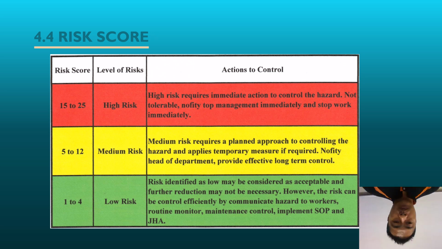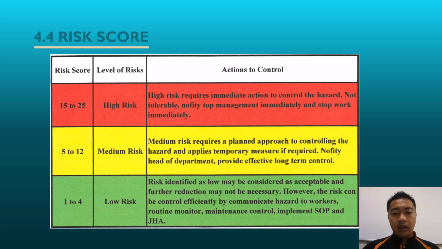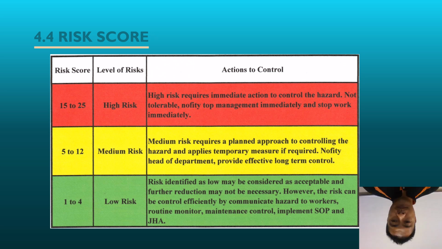Risk score 5 to 12. Medium risk. Medium risk is where a planned approach is used to control the hazard and apply temporary measures if required. Notify head of department. Provide effective long-term control.